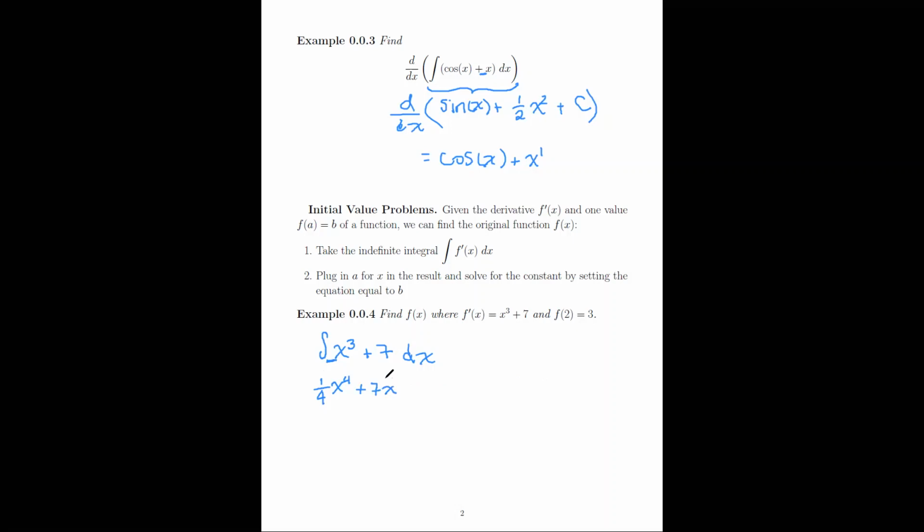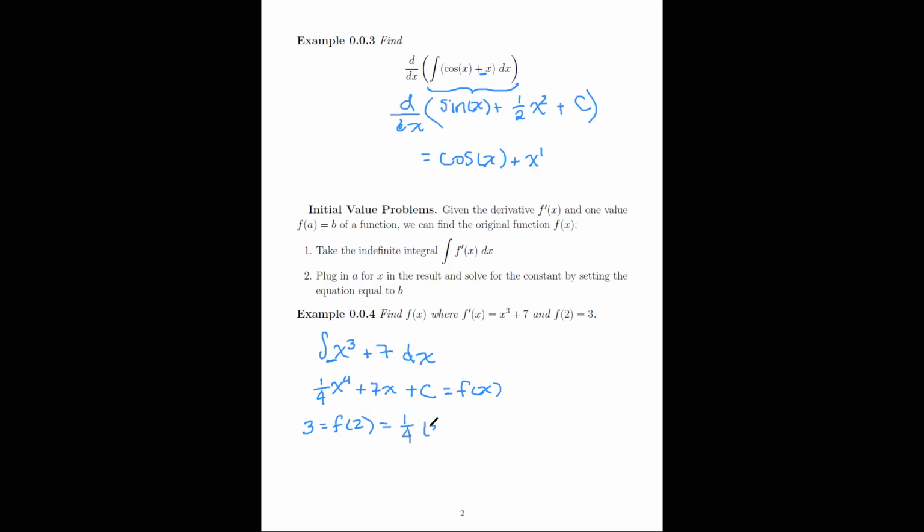And again, if we take the derivative of 7x, we're just left with 7. Excellent. Plus some constant c, and this equals our f of x. Okay, now we want to use our anchor point to help us figure out what that constant is. So we know that 3 equals f of 2. So let's go ahead and plug 2 into our function that we just found.